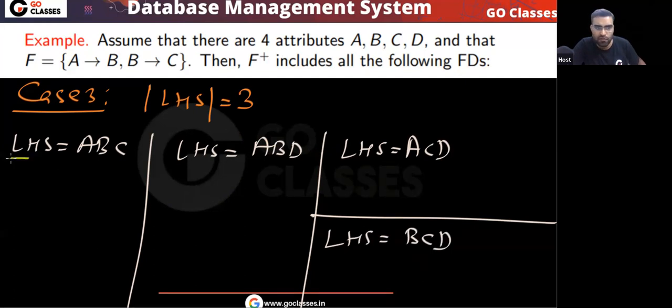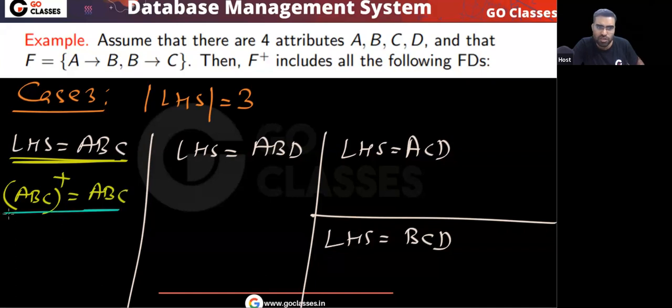Okay. Now you tell me quickly. When LHS is ABC, ABC closure is ABC. You already know. ABC closure, if you find, that will be ABC. So how many FDs did you get here? You got 7 FDs. 7 FDs we got here.